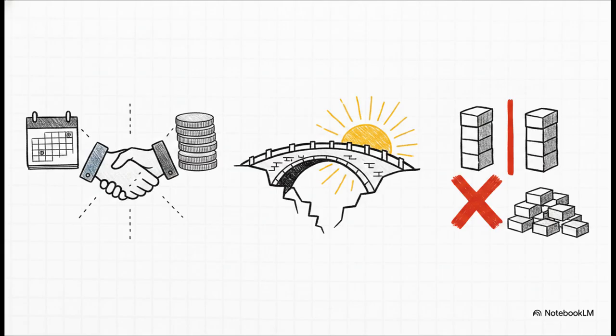Next is going concern. Management doesn't just assume the business will last forever, they must formally assess if the entity has the resources to survive into the foreseeable future. If there's a material uncertainty about the company's survival, they are legally required to disclose it.